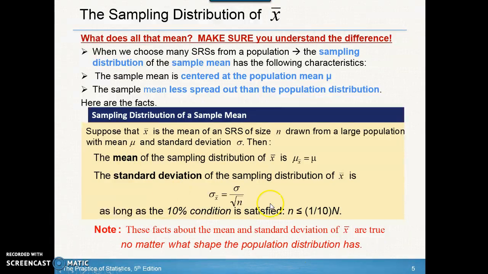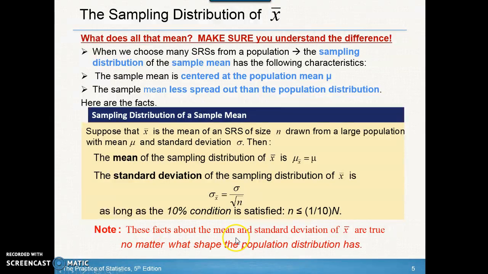So the standard deviation of my sampling distribution is sigma divided by the square root of n. Now notice, why is my standard deviation smaller? Because I'm dividing by the square root of n. So the larger my sample size, the smaller my standard deviation, as long as the 10% condition is satisfied. This is basically saying that the population is 10 times the sample size, and that each of my values are independent.